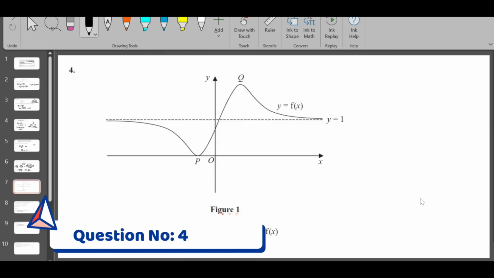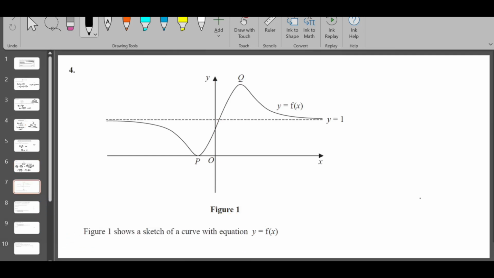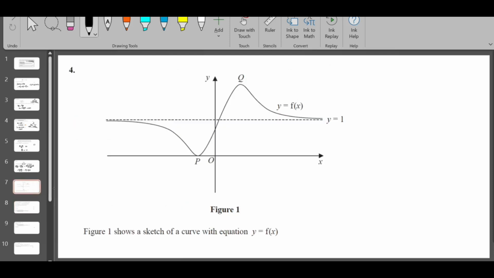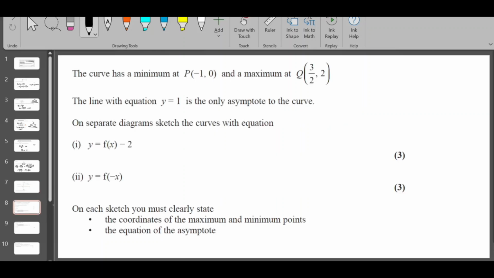Question number 4 now. You have a figure given and an asymptote y is equal to 1. Figure 1 shows a sketch of the curve with the equation y equals f of x. The curve has a minimum point P and a maximum point Q, as you can see here, minimum point and maximum point. The line has an asymptote, the equation of the asymptote. On separate diagrams, sketch these two graphs.